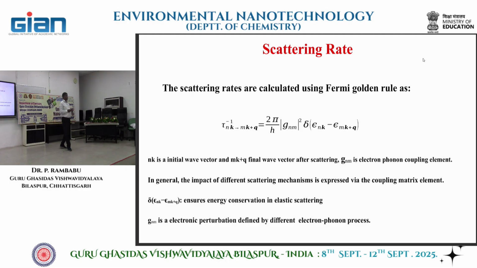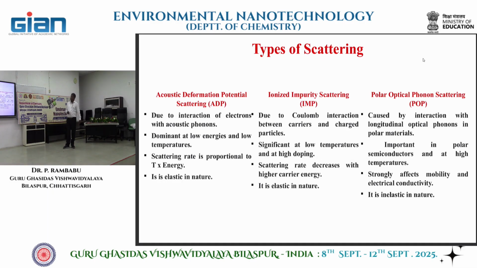In order to predict accurate thermoelectric properties, we need to estimate the carrier lifetime. To do that, we have to find the scattering rates of the carriers, maybe p-type or n-type. The scattering rates are approximated using Fermi's golden rule, given by this formula, where g is the electron phonon coupling element, which is different for different scattering mechanisms. I have studied three scattering mechanisms: acoustic deformation potential scattering, ADP; ionized impurity scattering, IMP; and polar optical phonon scattering, POP.